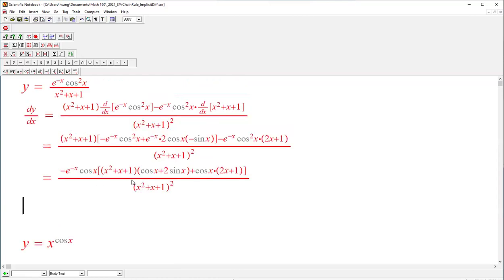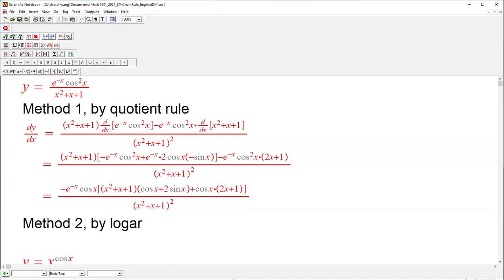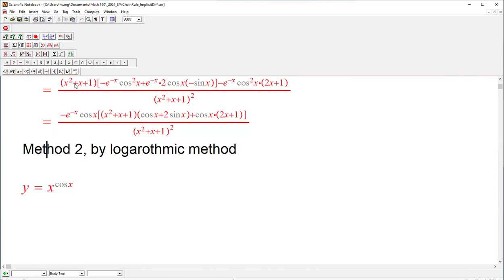So this is the first method to differentiate y, method 1, by quotient rule. The second one, we're going to do method 2, and this is by the logarithmic method.